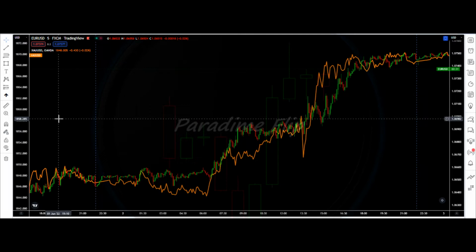I hope this can help you progress in your trading and spark some thinking. What we have in front of us is Euro USD on a 5-minute chart, and overlaid in yellow or orange is the gold. And these two are obviously positively correlated, and that is due to fundamental reasons.